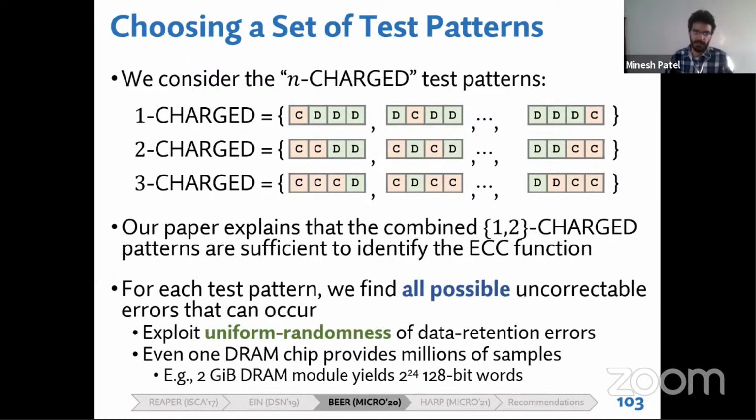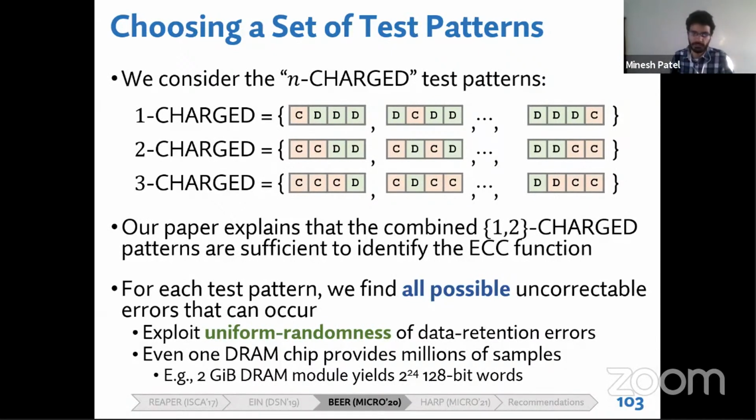To test each of the patterns that we use, we find all of the potential uncorrectable error patterns that can occur with that pattern. This occurs across multiple rounds of testing to identify all possible patterns. And we can do this very easily because data retention errors occur uniform randomly. This means that even a single DRAM chip provides millions of samples of these errors.